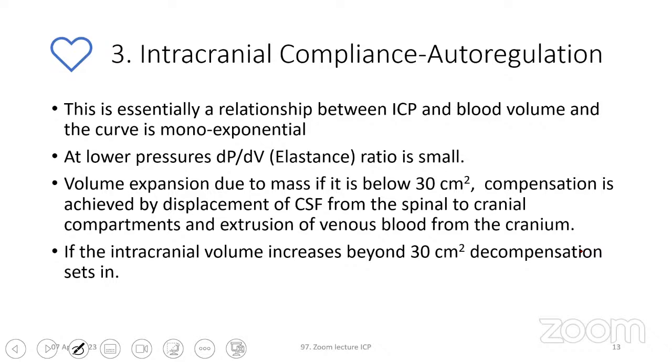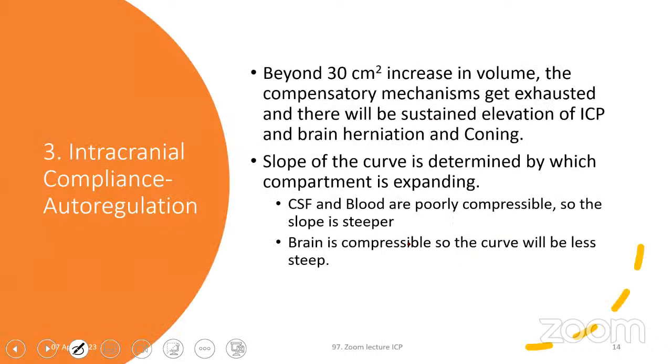The volume expansion due to a mass, if it is below 30 centimeters cubed, compensation is achieved by displacement of CSF from the spinal to cranial compartments and extrusion of venous blood from the cranium. If the intracranial volume increases beyond 30 centimeters cubed, decompensation sets in. That is the limit of the volume before the decompensation sets in. Beyond that, the compensatory mechanisms get exhausted and there will be a sustained elevation of ICP and brain herniation and coning can take place.